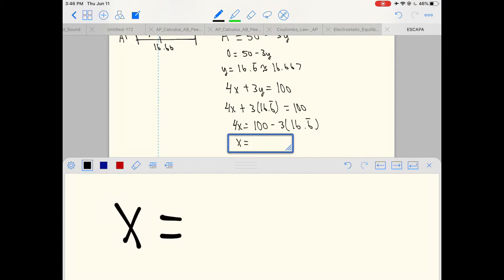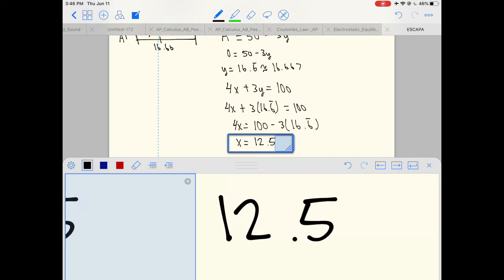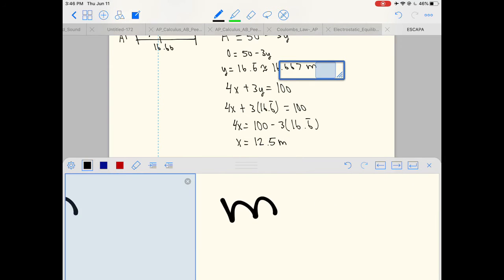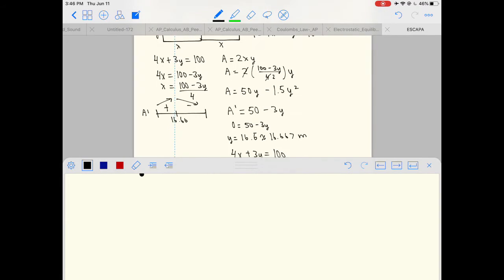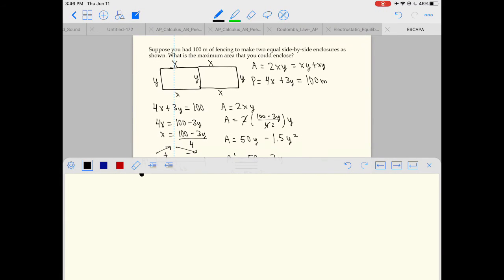So x equals 12.5 meters. And I can write that over there too, meters. Okay, so over here we have what x and y equal. So the question asks us to find the maximum area.